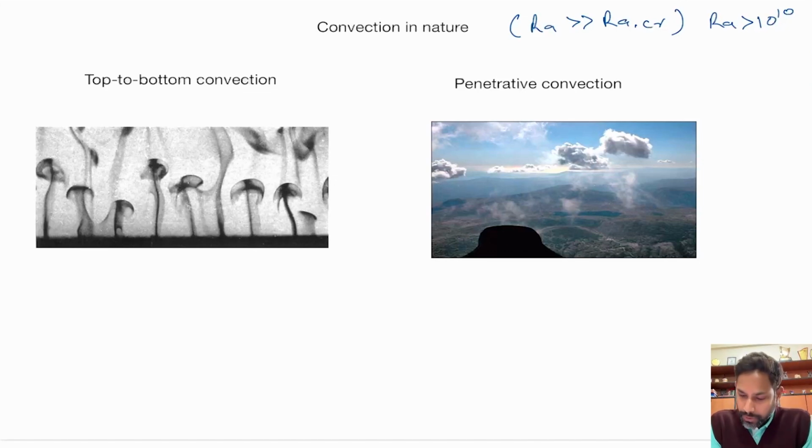So today we are going to see different kinds of convection that occur in nature, and what kind of analysis we have to perform, or how to, let's say, find the final temperature or depth of convection, etc., for this kind of flows. So we are going to see. These are two different kinds of convection we have. These are basically a broad classification of convection in nature, right, where one is called top to bottom convection and the other one is called penetrative convection.